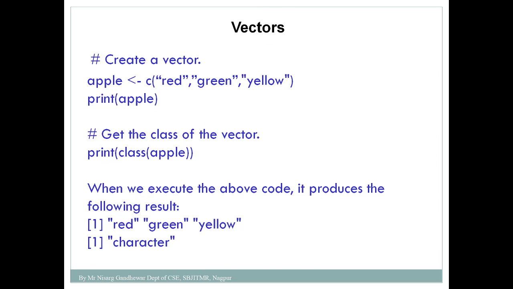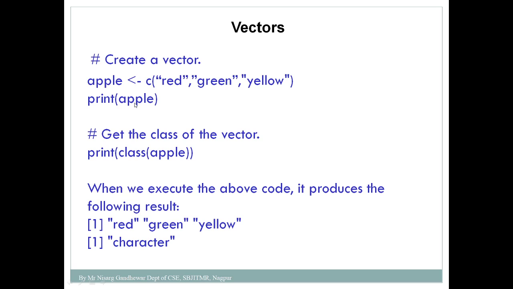A vector is a very simple type of data object available in R, which can store data such as character data, boolean data, and numeric data. Here we'll see a simple example of how to create a vector. I have created a vector of different colors. I take a variable apple, and you know that in R this arrow is treated as the assignment operator. I have created a vector of colors red, green, yellow, and assigned it to the variable apple. Then I am printing the value of that variable.